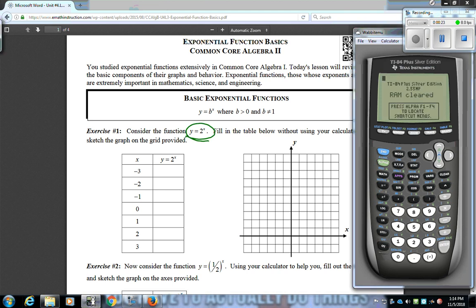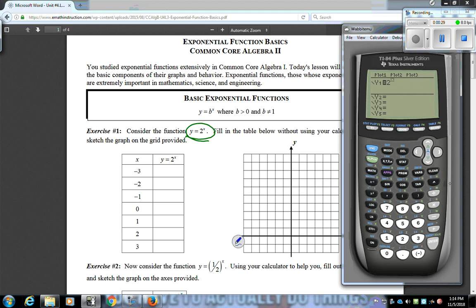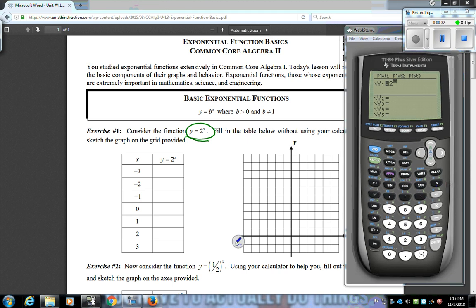To do that on the calculator, you go to y equals, you do 2, and then use the caret symbol, which is right over here. There's your caret symbol. Press that button and then press the X key. Then we're going to get points from the table. They want us to do -3 to 3.